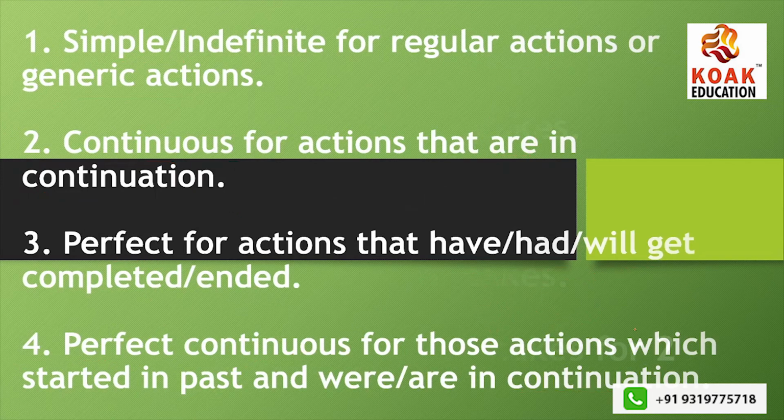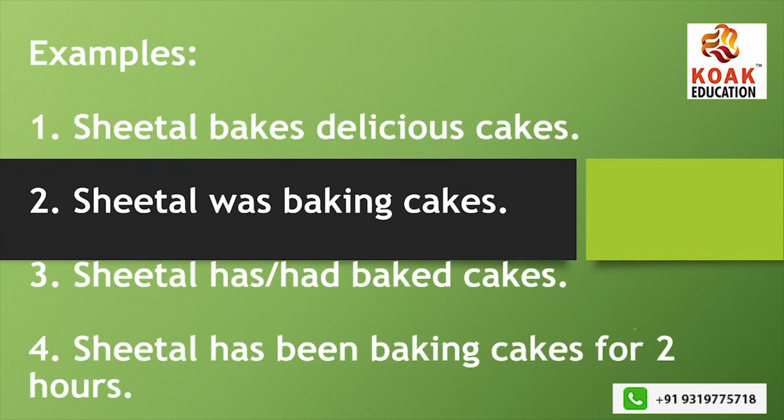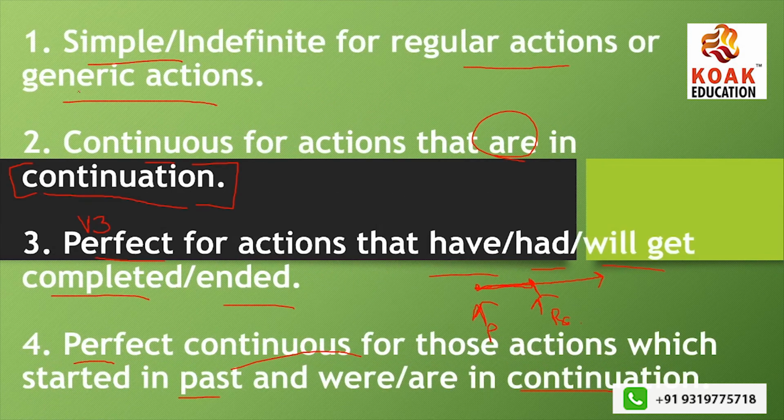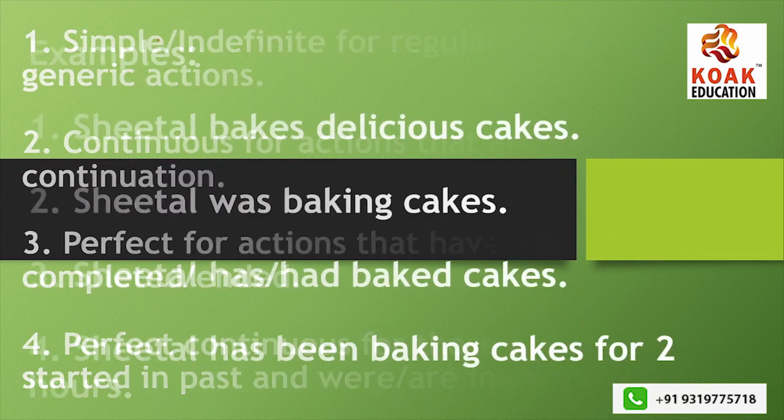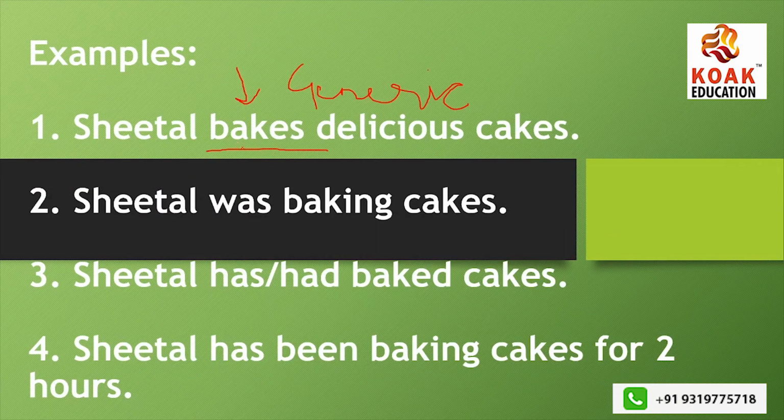Moving ahead, what do we have next now? I have examples related to what I have just discussed with you. When I say Sheetal bakes delicious cakes, this is a generic sentence that I have given. It's a generic statement. And I just told you that for generic actions or regular actions, simple tense is used. And which simple tense is this? This is present simple tense with verb's fifth form, right? Or S or ES form of verb. We've just done it.